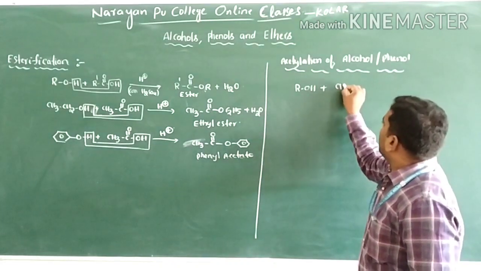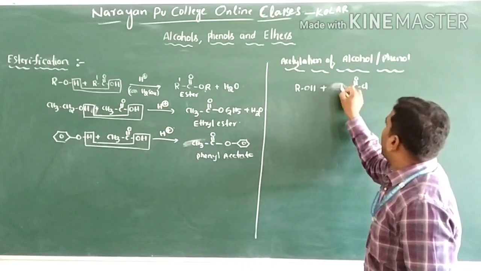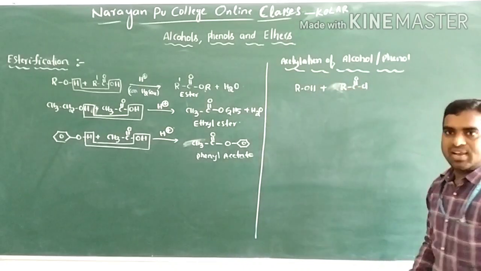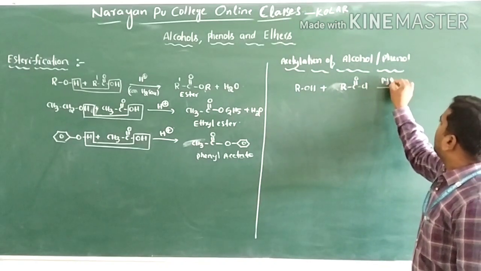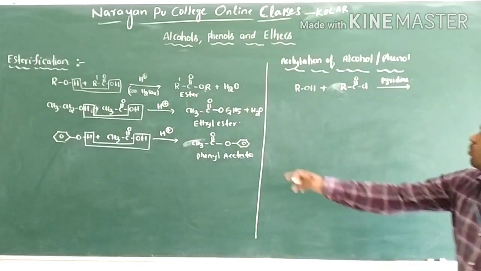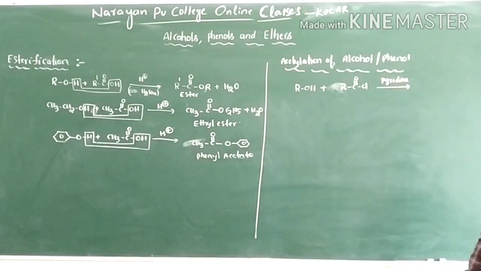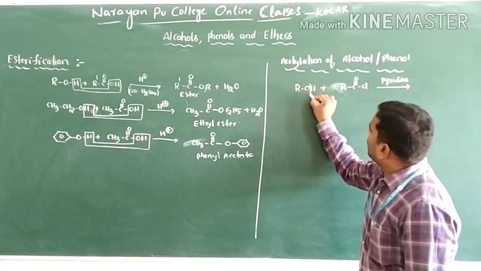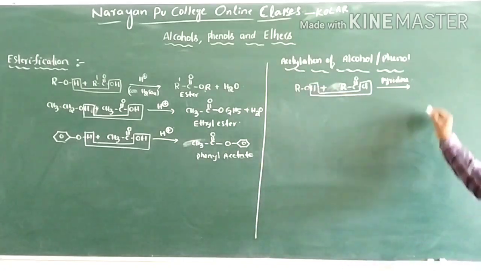You can take the acetyl chloride, or simply acyl chloride, RCOCl. But you have to use pyridine here as the catalyst. Here you would use H plus acid, but here you have to use pyridine. Then what happens? The H and Cl will be removed, HCl will be removed.